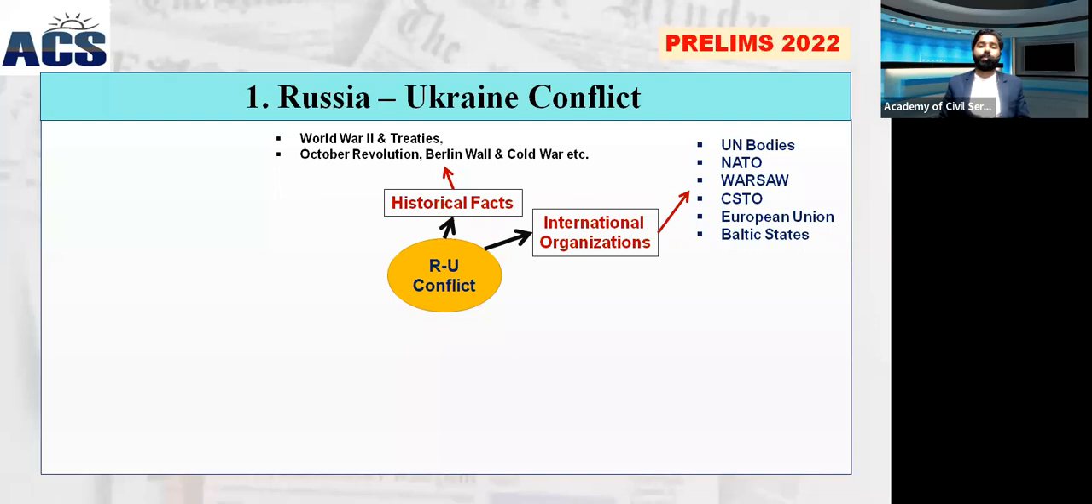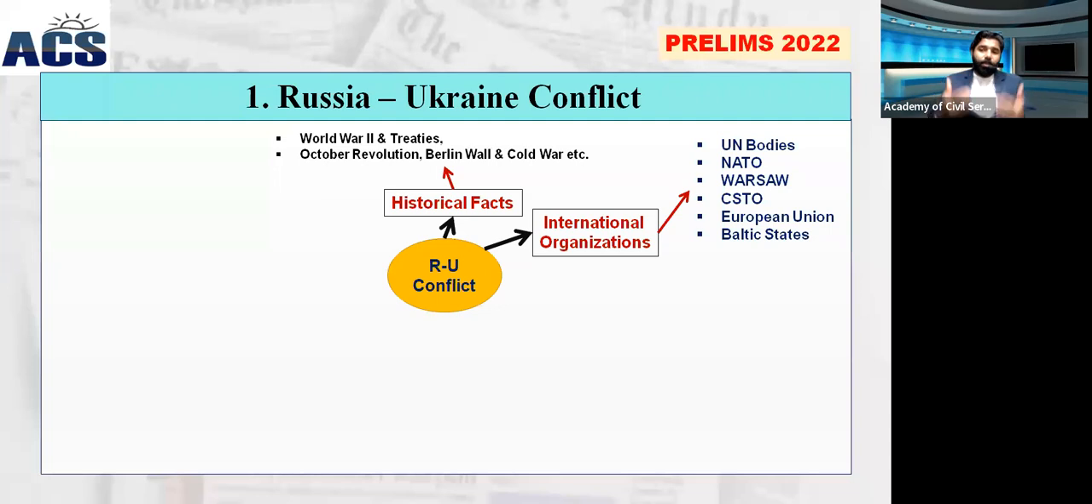Another dimension that we need to refer to is the international organizations discussed in the news associated with the Russia-Ukraine conflicts. Definitely one of the organizations is the United Nations. We know that there are principal organs of the UN and specialized agencies, like the UN General Assembly, the United Nations Security Council, the International Court of Justice, and other bodies of the UN, like the UN Human Rights Council.